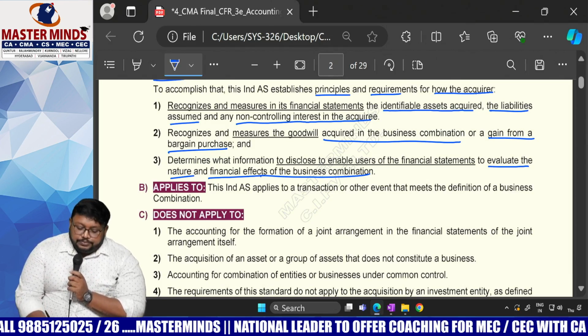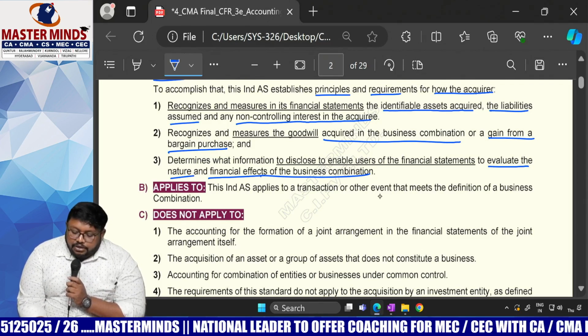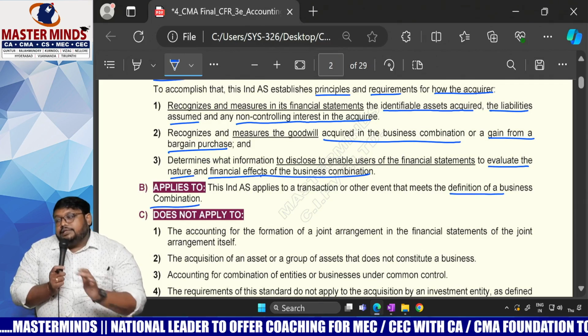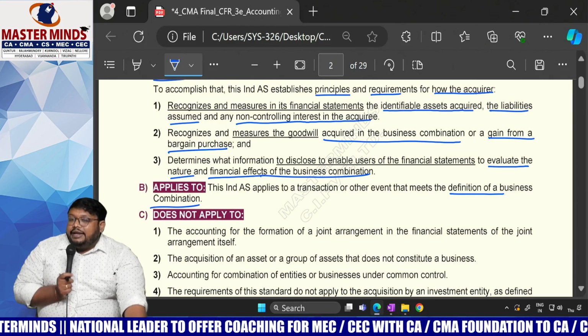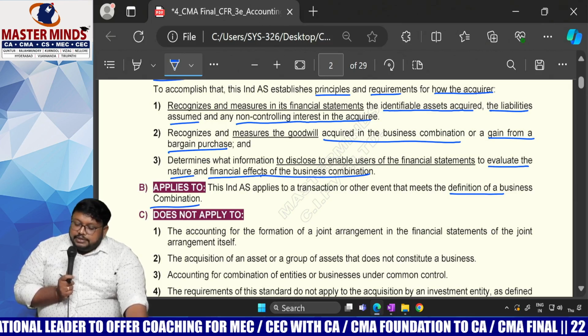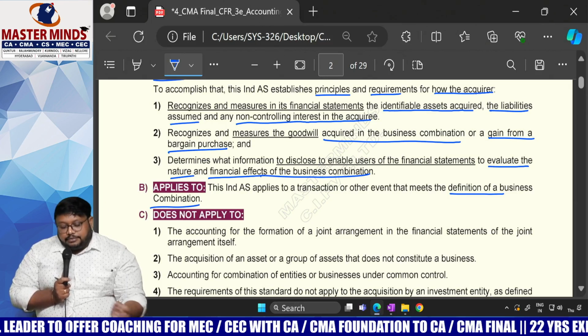It applies to a transaction or other event that meets the definition of business combination. What's the definition of business combination? Any entity acquires control over the business of another entity. So this standard will apply in such circumstances.